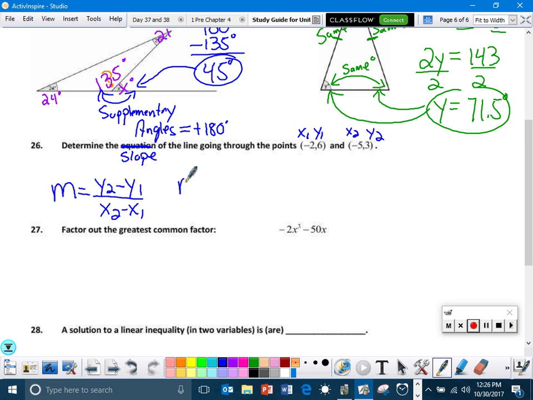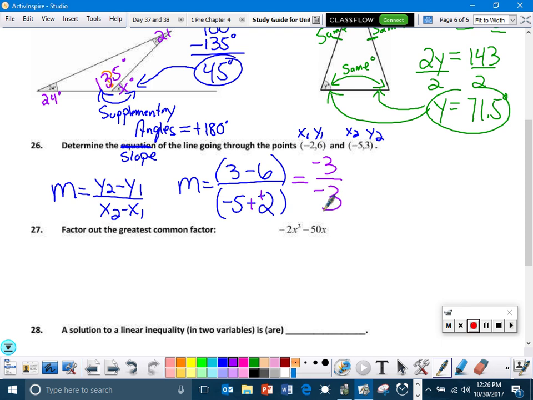So here we go. So the slope equals 3 minus 6 over negative 5 minus negative 2. And don't forget, a minus a negative becomes a plus. So the numerator is negative 3 over the denominator, which is negative 3, and that becomes just a 1. So the slope of the line going through those 2 points is positive 1.